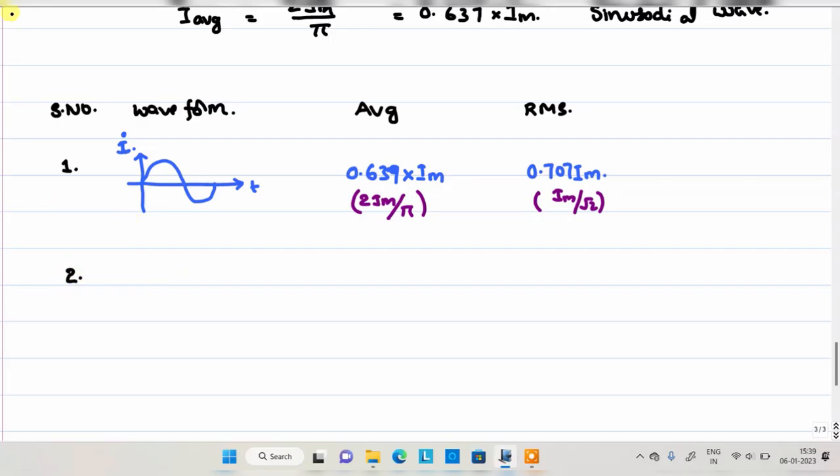The second waveform will be the triangular wave. So for the triangular wave, what about the average value? What about the RMS value? We'll see. The average value of the triangular wave is Im by 2. Okay. The RMS value of the triangular wave is Im by root 3. Clear? Next, third one.